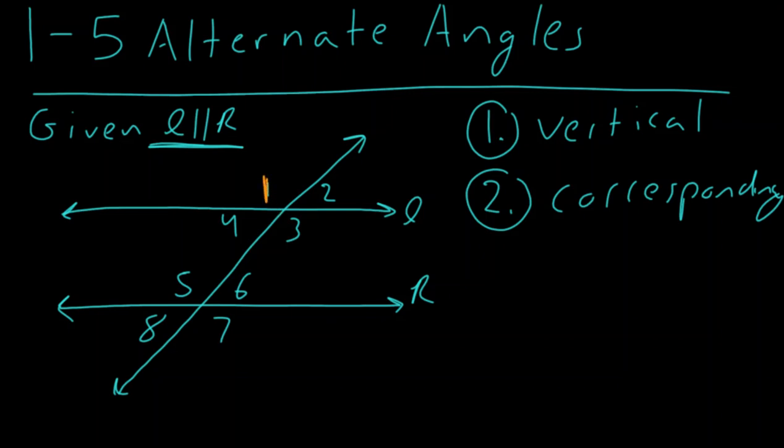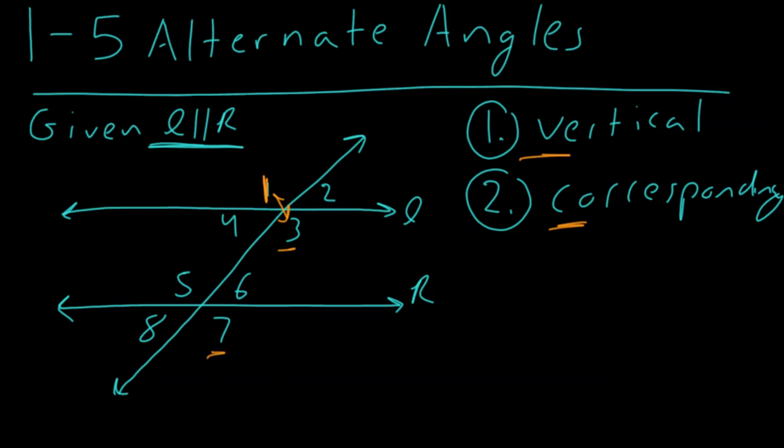Okay, let's kind of follow the train here. We're going to go to our vertical angle, which means I go across, and that's angle 3. And then we're going to go to our corresponding angle to angle 3. And I want you to look down here. Which one of these angles is corresponding to angle 3? Is it 5, 6, 7, or 8? And if you chose 7, you are correct.